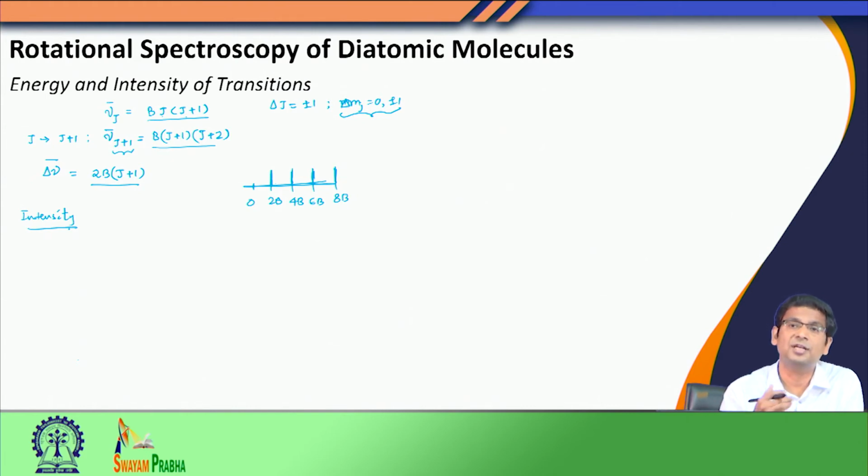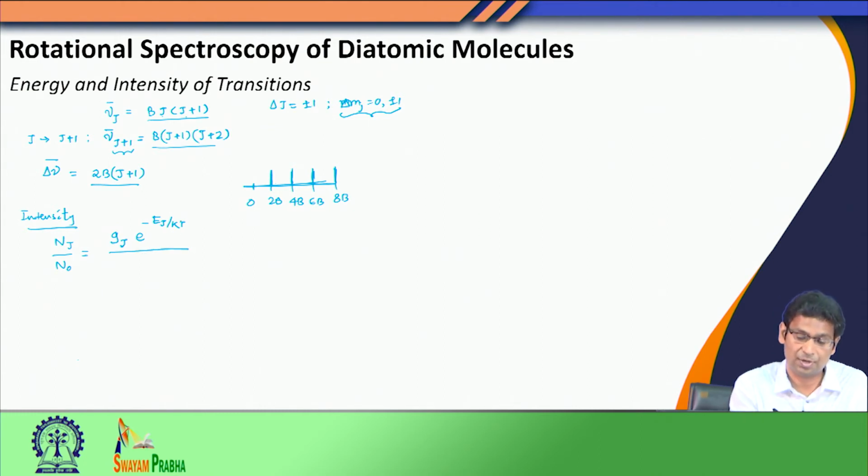So what is the population of individual rotational levels? We would now evaluate the population of the Jth rotational level with respect to the lowest energy rotational level. This population ratio we can find using Boltzmann's distribution, and the population of the Jth level will be proportional to G_J, the degeneracy of the Jth level, multiplied by e to the power minus E_J divided by kT. k is Boltzmann's constant and T is the prevailing temperature.